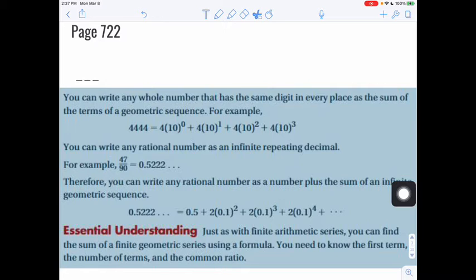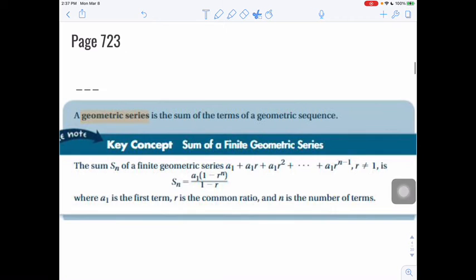Just as with finite arithmetic series, you can find the sum of a finite geometric series using a formula. You need to know the first term, the number of terms, and the common ratio. On page 723, we have: a geometric series is the sum of the terms of a geometric sequence. The sum S sub n of a finite geometric series, a sub 1 plus a sub 1 times r plus a sub 1 times r squared, all the way till we get a sub 1 times r to the n minus 1, where r does not equal 1, is S sub n equals a sub 1 times the quantity 1 minus r to the nth power divided by 1 minus r, where a sub 1 is the first term, r is the common ratio, and n is the number of terms.